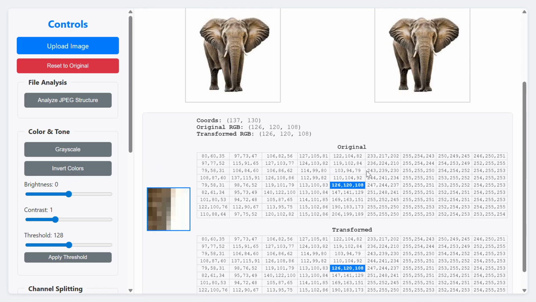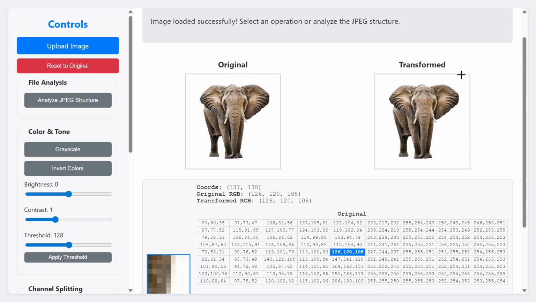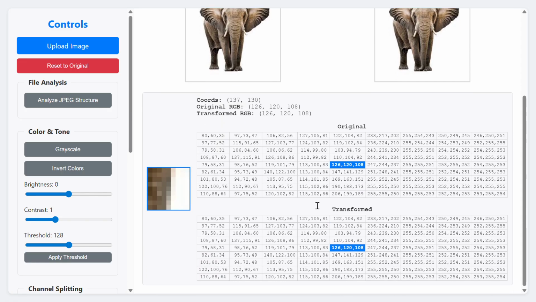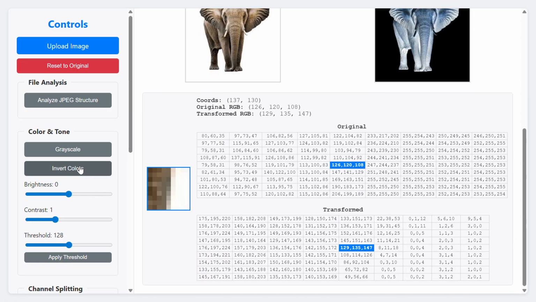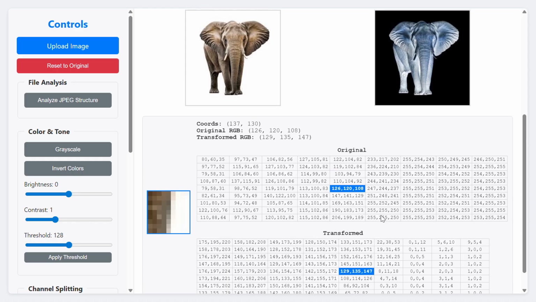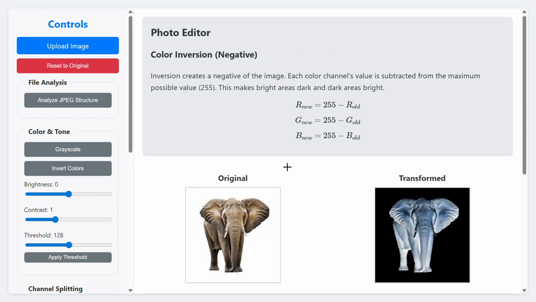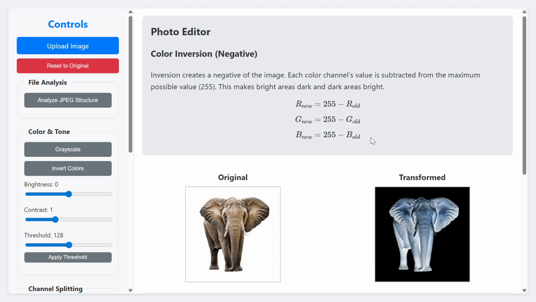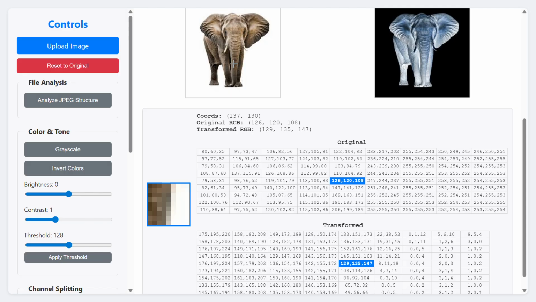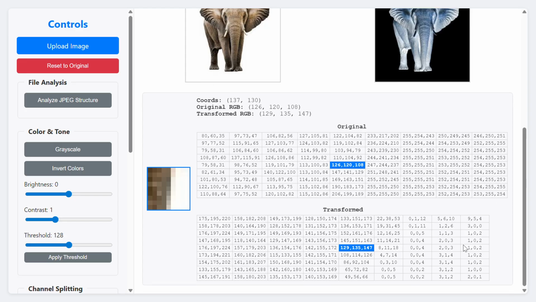Now the transformed one, so we have two images, one is the original, one is a transformed one. So let's try to invert the colors. In inversion, red goes to 255 minus red, green goes to 255 minus green, blue goes to 255 minus blue. So these pixels, the ones which were all 255s, should all be near zero. So they are all approximately zero.